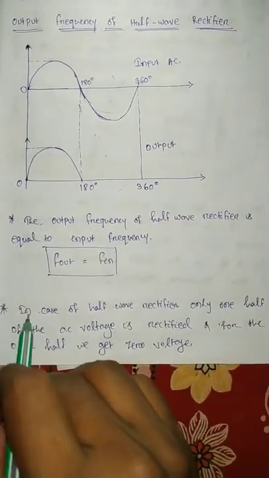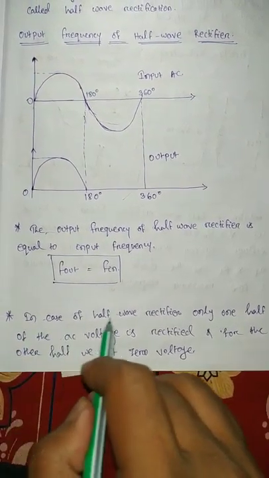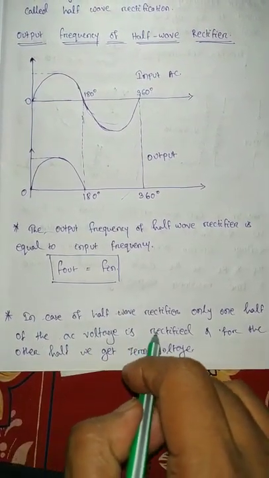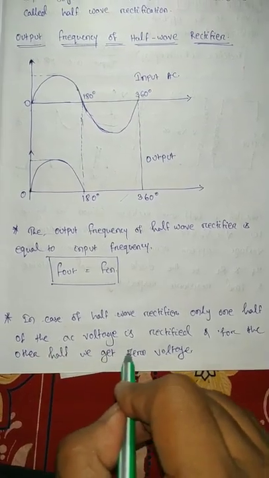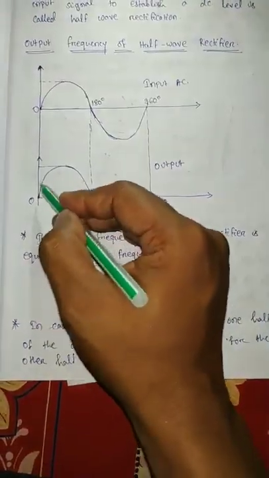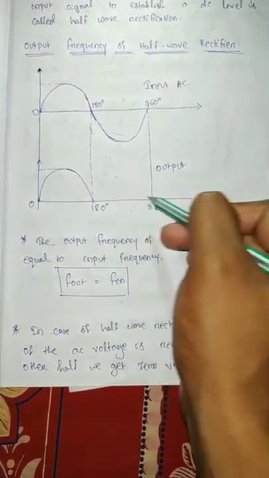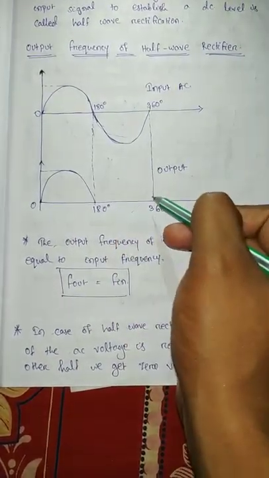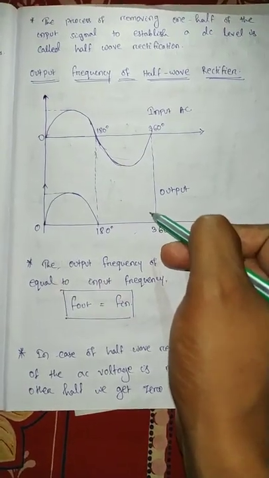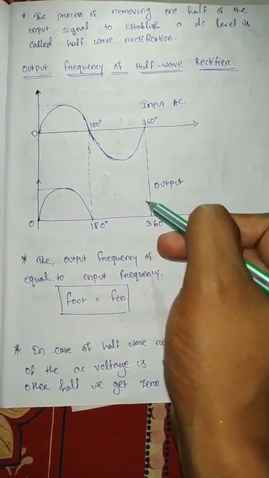In a half wave rectifier, only one half of the AC voltage is rectified, and for the other half we get zero voltage. As you see, for the positive half cycle we get voltage, and in the negative half cycle it is blocked. I hope you understand the operation of the half wave rectifier.